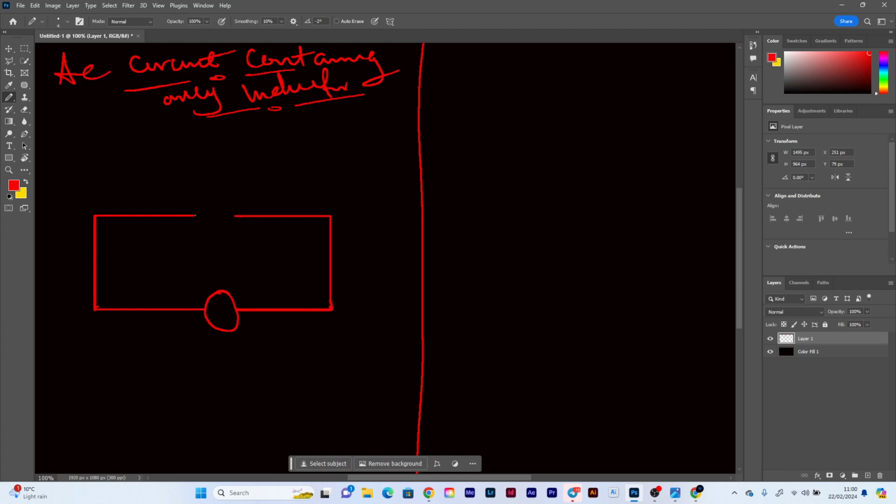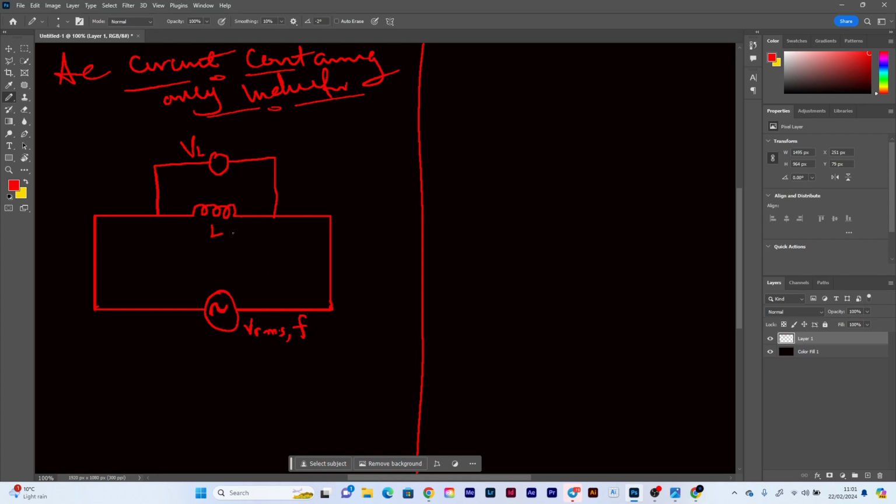and we have this. Then this is the voltage of the inductor, and this is L for inductor. The L there is for inductor.